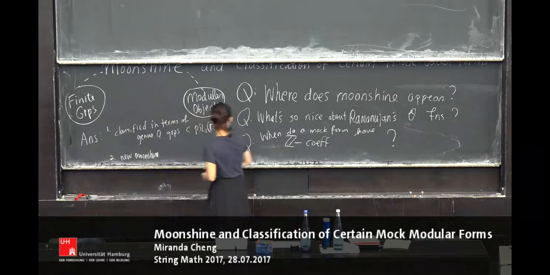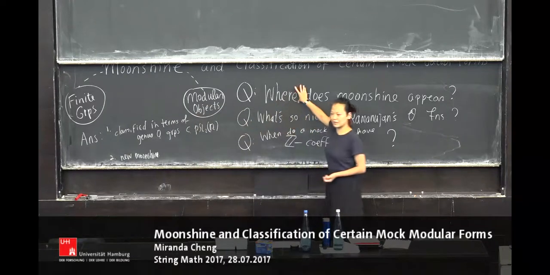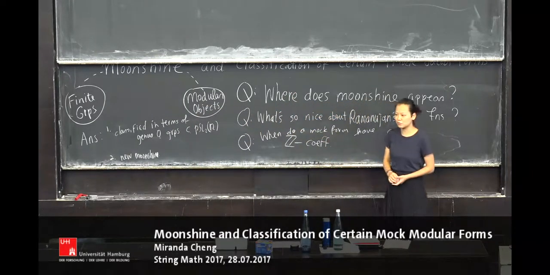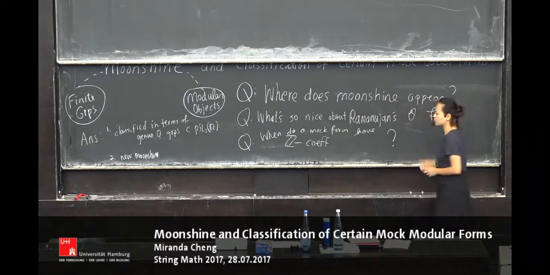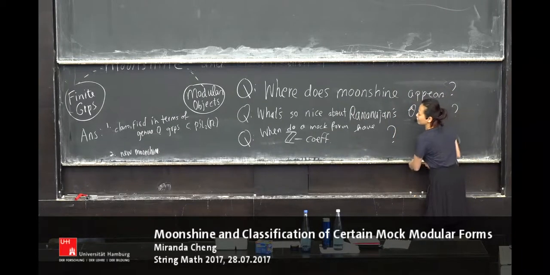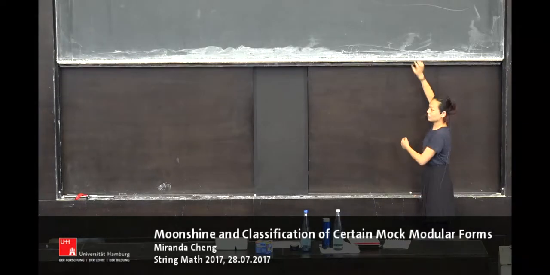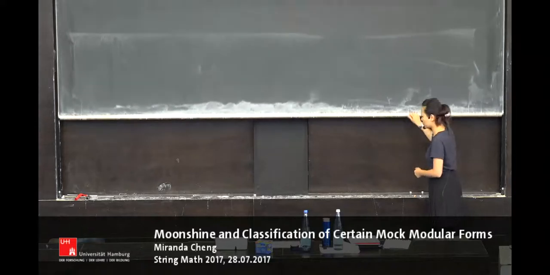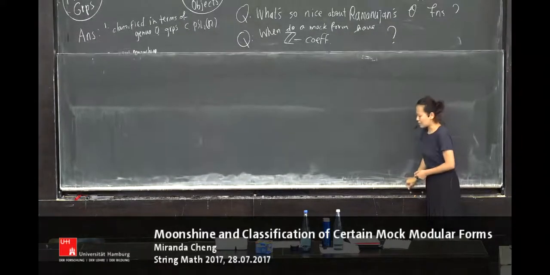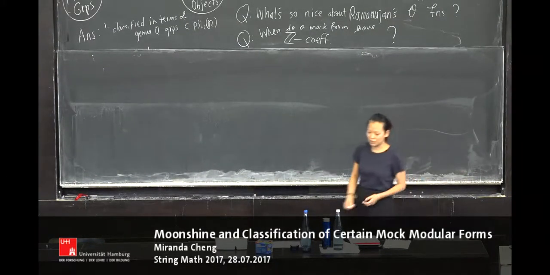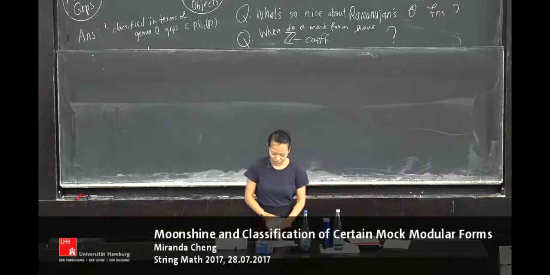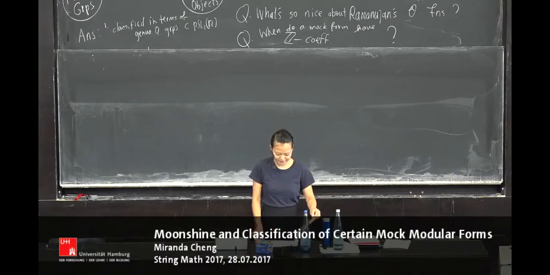So we thought we could answer this question and hence have a better understanding of moonshine, and hence be able to sleep better. But in the end, this new result actually tells us that there are more questions to be answered and more surprises in the connection between modular objects and mock modular forms.